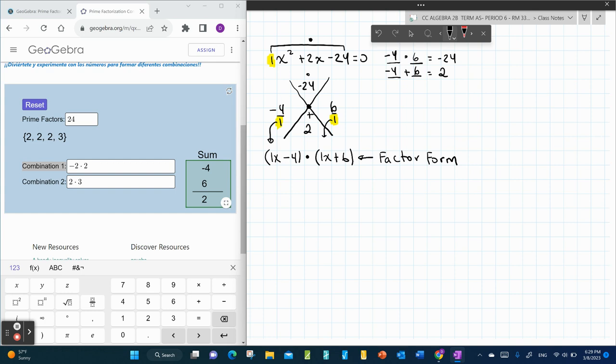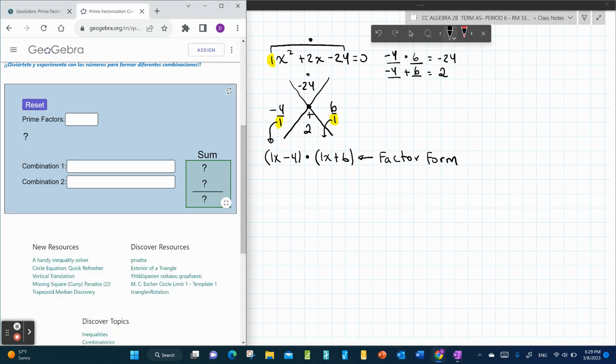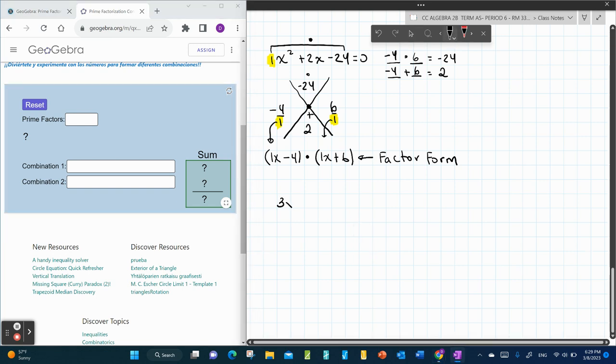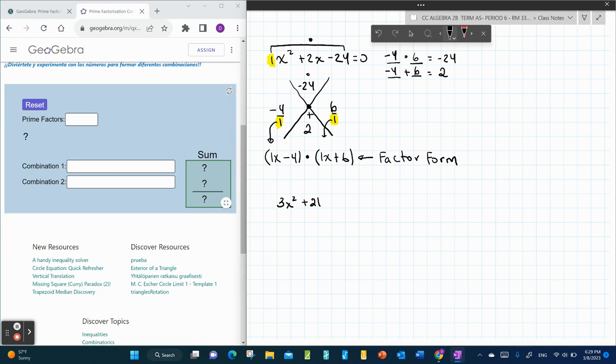So now I'm going to clear my space, set up my next question. And my next question is going to look like this. Sometimes I have a problem that looks this way. So let's see. 3x squared plus 21x plus 30 is equal to 0.